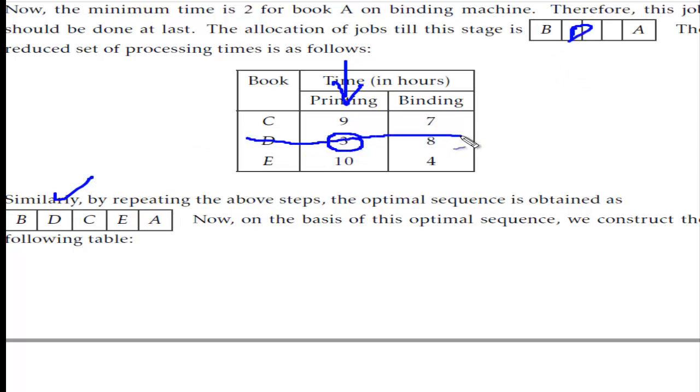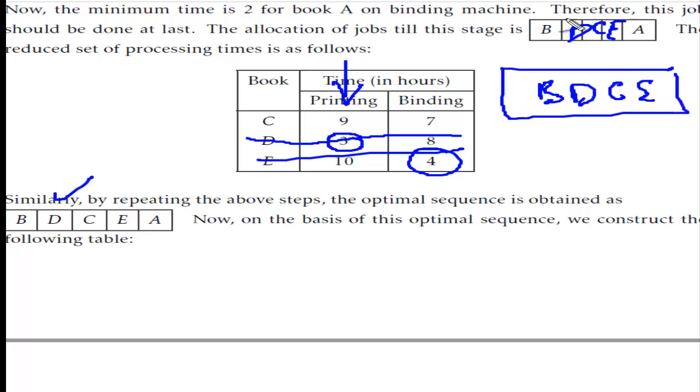Okay, and delete it. Now after that, what will you do? Who is smaller now? It is 10, 4, 7, so 4 is smaller, so that means E has to be put up on this side, okay, and clear it. Then C is left out, that is here. So my optimum sequence will be BDCE, right?